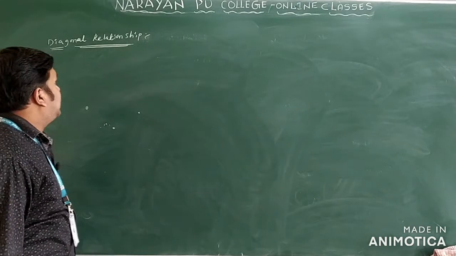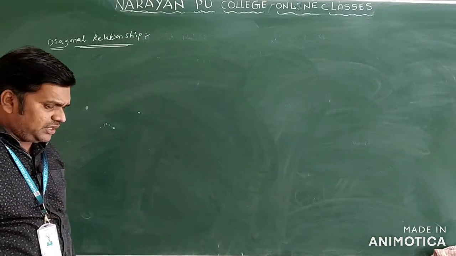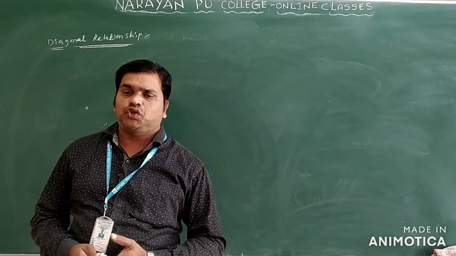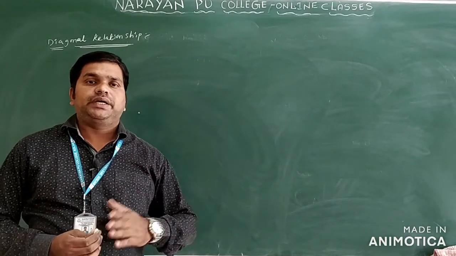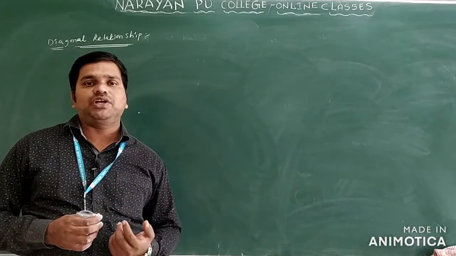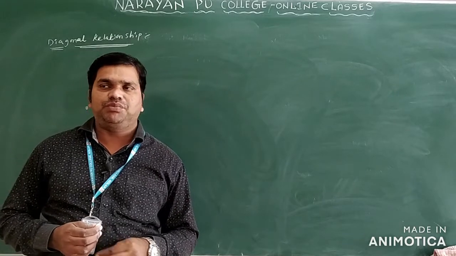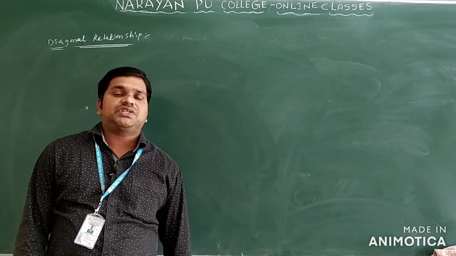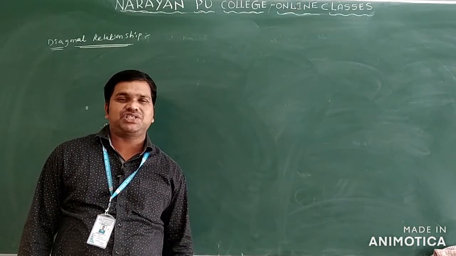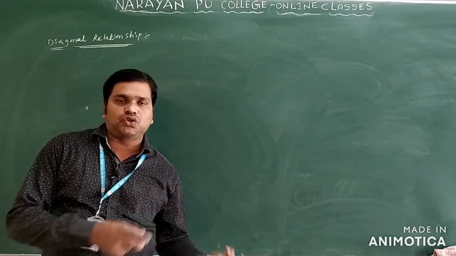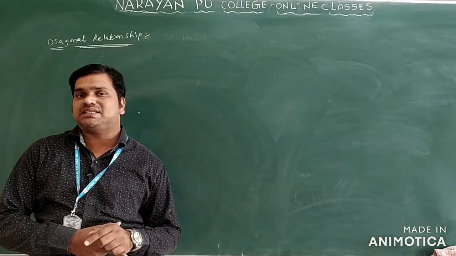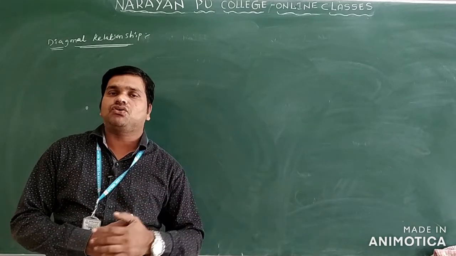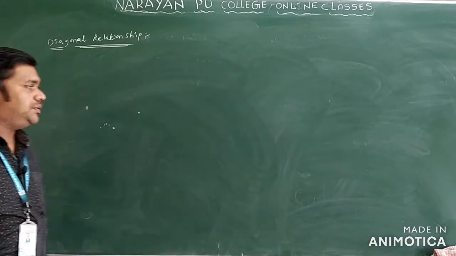The next topic is diagonal relationship. For this we compare two different groups. The first element of the first group is diagonal with the second element of the next group. Simply, in the periodic table, the first element of a group has similar properties with the second element of the next successive group. This is called diagonal relationship.